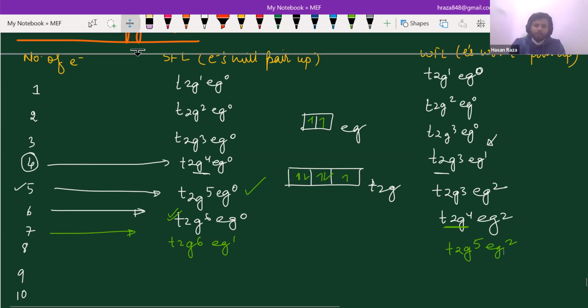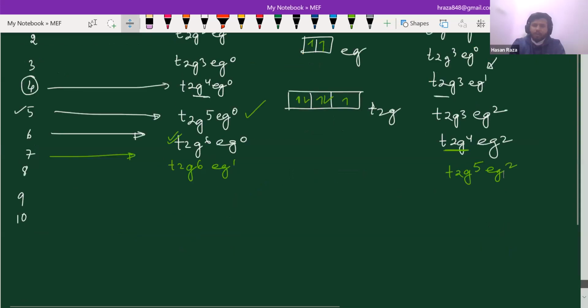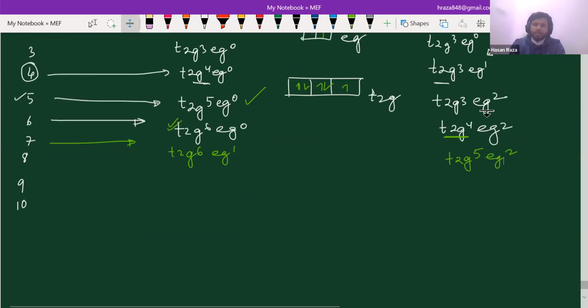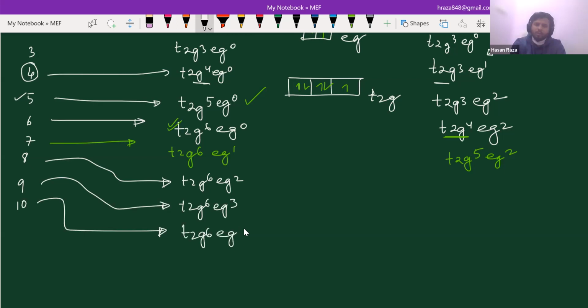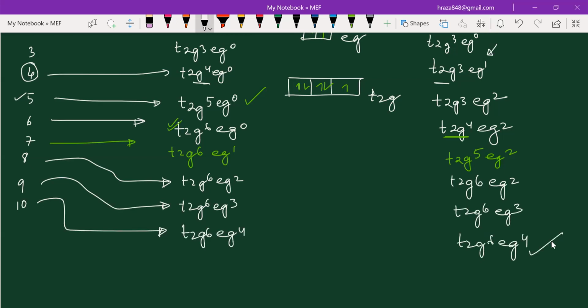Now we are going to do the splitting. You are done with this? Just match your answer. For the 8th electron, it will be t2g6, easy. For the 9th electron, it will be t2g6 because it is already fully filled. For the 10th electron, it will be t2g6. But here you can see it will go t2g6 eg2, then t2g6 eg3, then t2g6 eg4. Are you getting my point? Yes, sir.